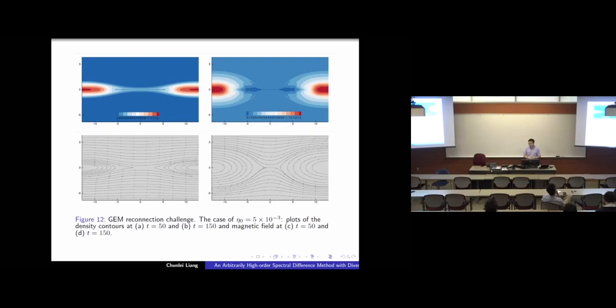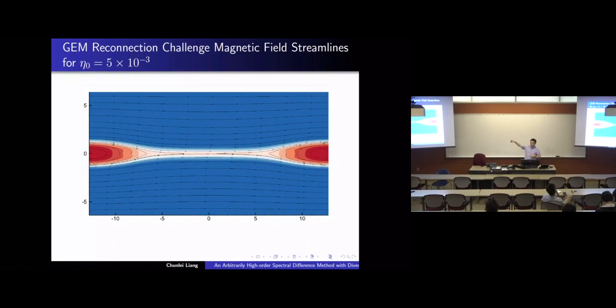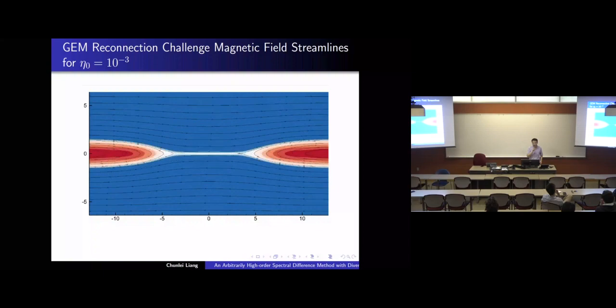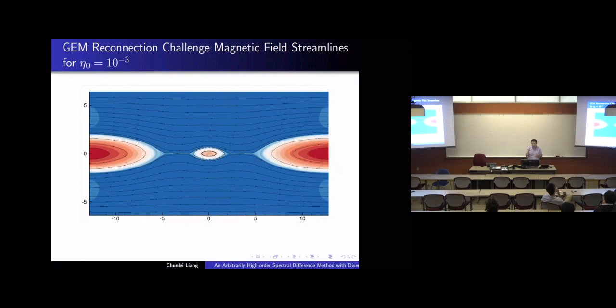So let me play a movie. Initially we just start from a current sheet, okay? At a relatively high resistivity, where eta is the magnetic resistivity, you see that it created two magnetic islands on the two sides. Now, if I drop the resistivity, I create a third magnetic island in the middle. Look at that. And as time goes, that magnetic island got sucked in by the third island. So it merged with the third one.